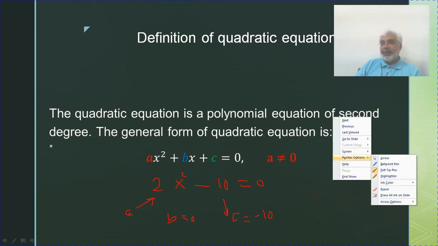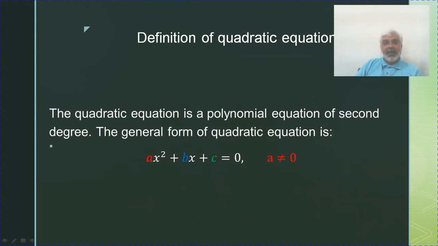The last example, what if I have 3x squared minus 2x equals 0? Then A equals 3, B equals minus 2. Where is C? Where is the constant? It's not there, so C equals 0.